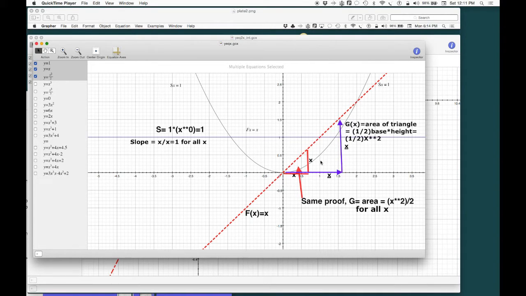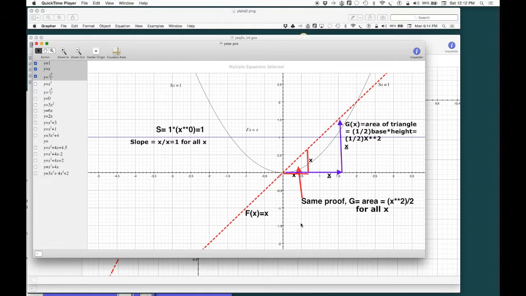Well, this is x and this is x. The area of a triangle is 1/2 the base times the height, so it's x squared over 2. X squared over 2. And that is the integral. It's x to the n plus 1 over n plus 1. That's what you got, x to the n plus 1, which is x squared over 2. So we showed graphically that it's x to the n plus 1 over n plus 1.